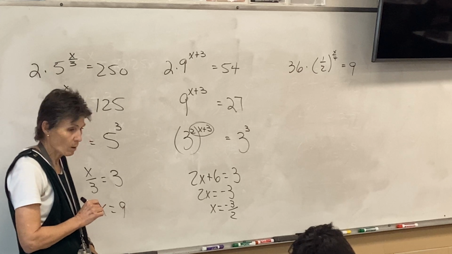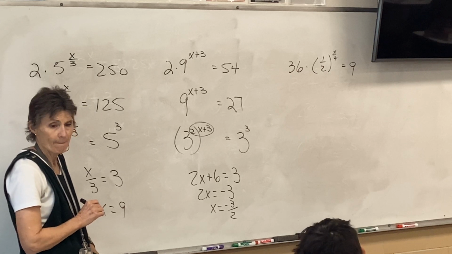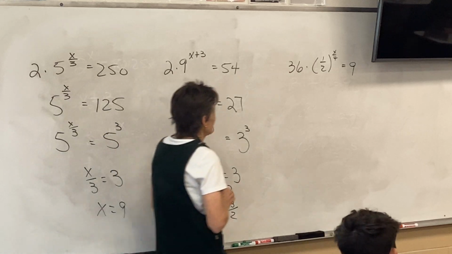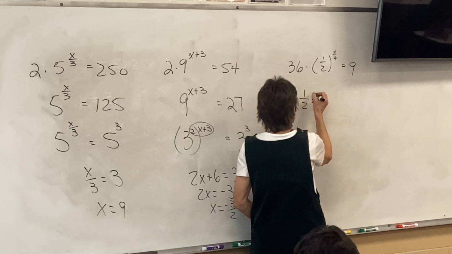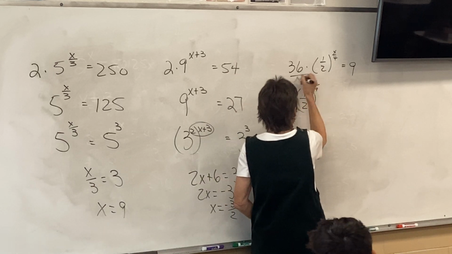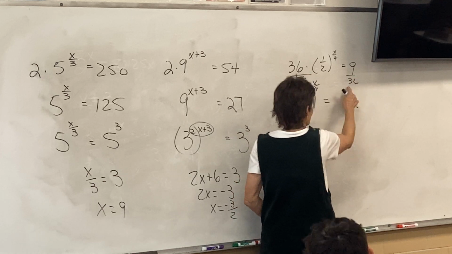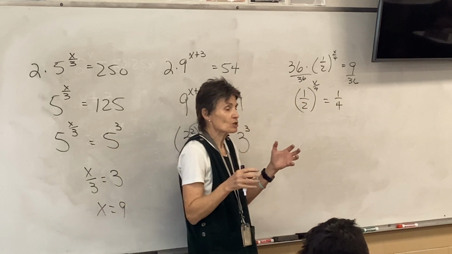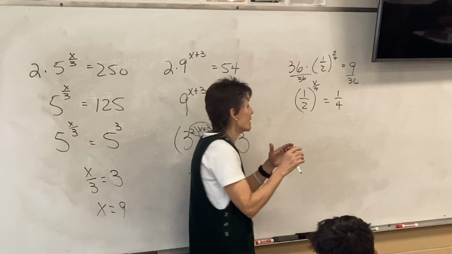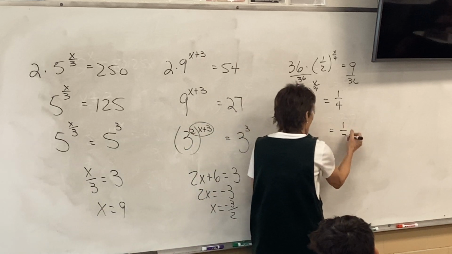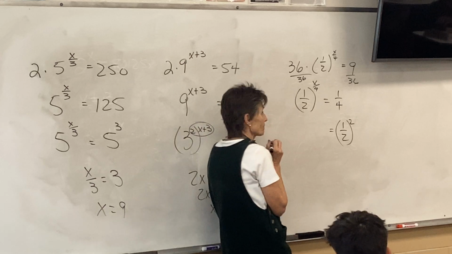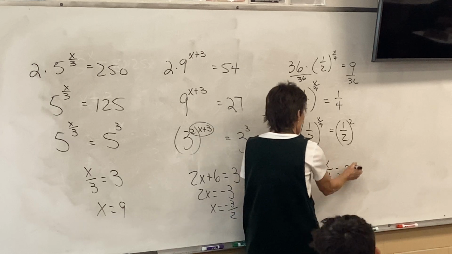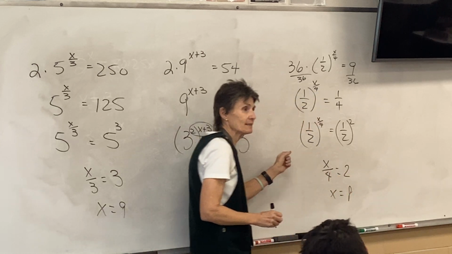Does anybody have a question about that? Okay? Now this one, when you divide it by 36, what's that? 9 over 36? Okay. Now normally we don't like fractions, but in this case it's wonderful news because 1/4 is 1/2 squared. So now I have my common base. So it looks like x equals 8. Anybody get that one on your own? Yeah.